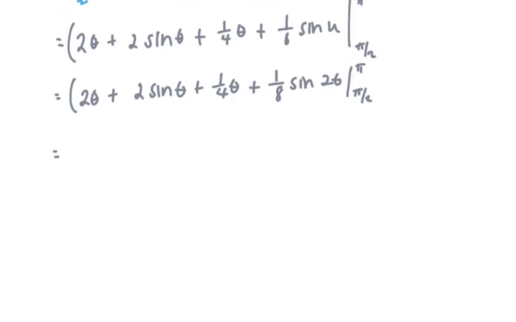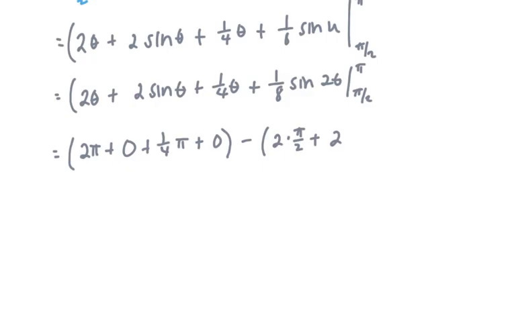So now let's put in pi. So 2 times pi is 2 pi plus sine of pi is 0 plus 1/4 pi plus sine of 2 pi is 0 minus, we have 2 times pi over 2 plus sine of pi over 2 is 1 times 2 is 2. We'll say times 1 so we don't forget we did it. Plus 1/4 times pi over 2 plus 2 times pi over 2 is pi, and sine of pi is 0.